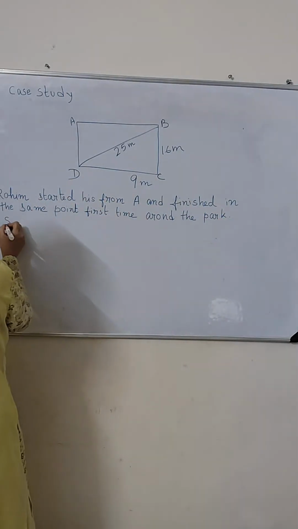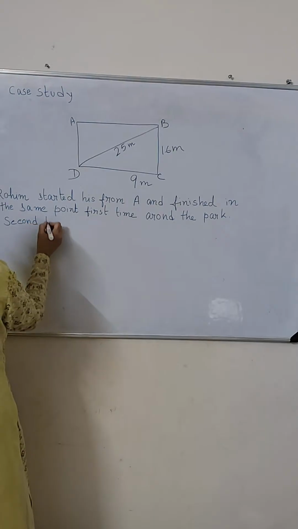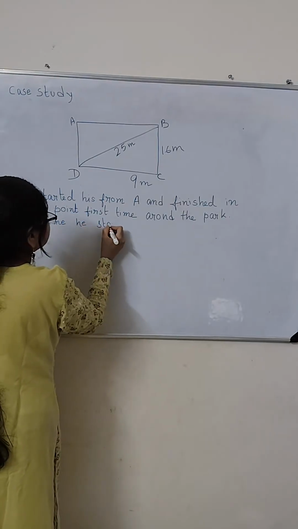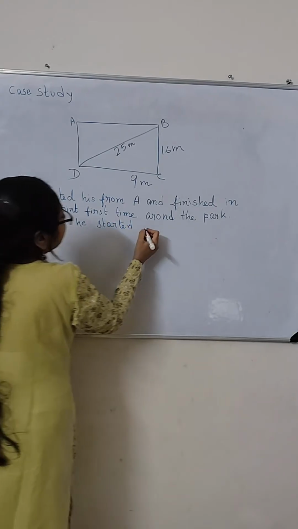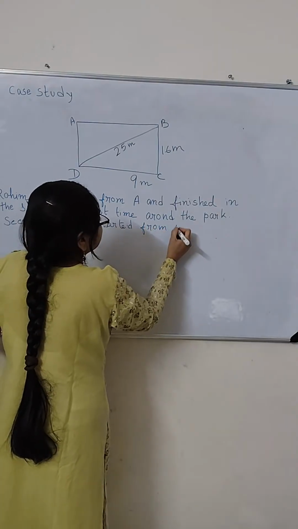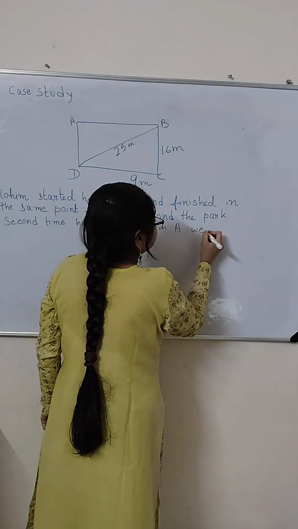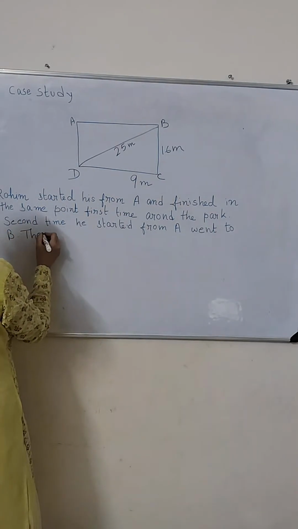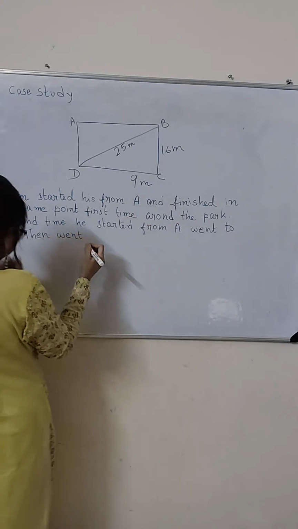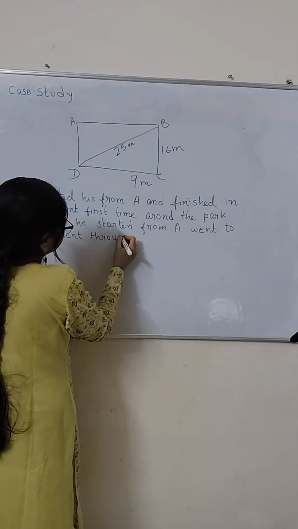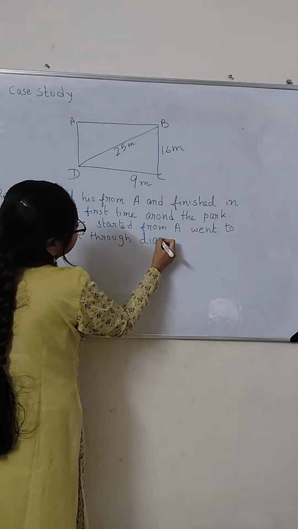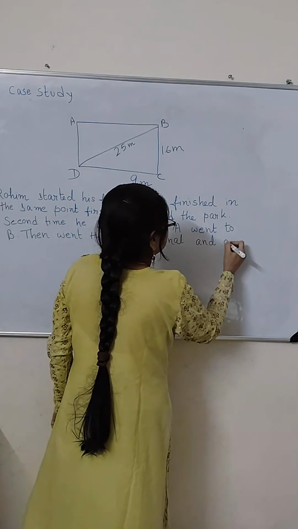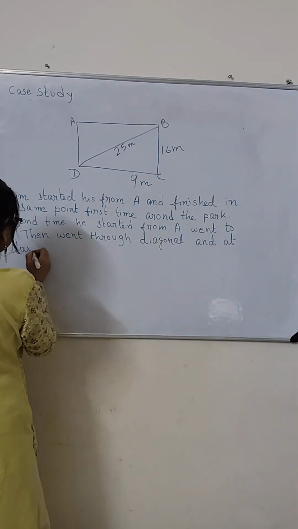Second time, he started from A, went to B, then went through diagonal, and at last reached a point.